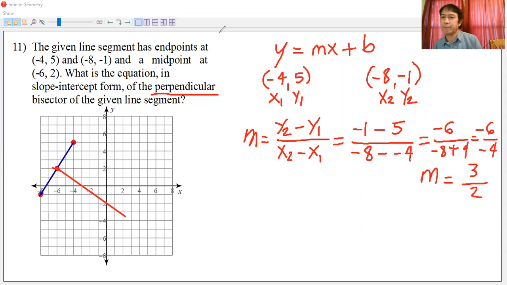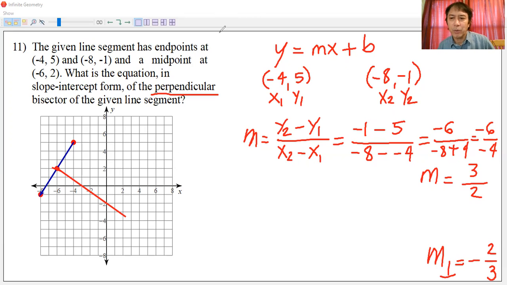And this is the slope of the blue segment. We need to get the negative reciprocal that will be used in the bisector. So the reciprocal is 2/3, and from positive, it becomes negative. So the required slope perpendicular to the blue line is negative 2/3. I wrote it in the corner. You know how to get that already, of course.